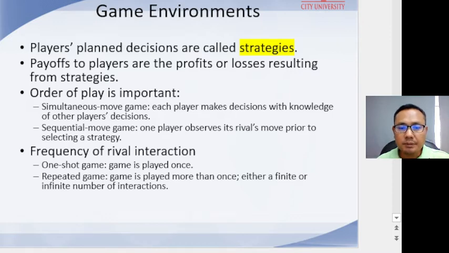It is important to distinguish between a one-shot game and a repeated game. In a one-shot game, the underlying game is played only once. In a repeated game, the underlying game is played more than once. For example, if you agree to play one and only one game of chess with a rival, you are playing a one-shot game. If you agree to play chess two times with a rival, you are playing a repeated game, right?